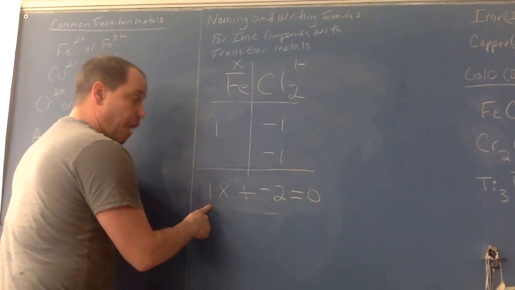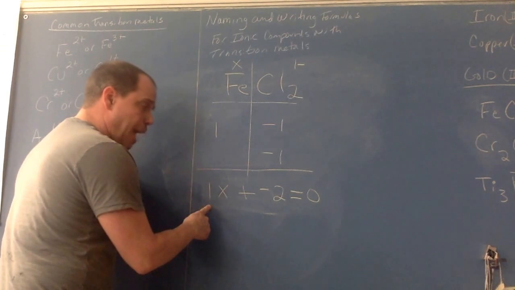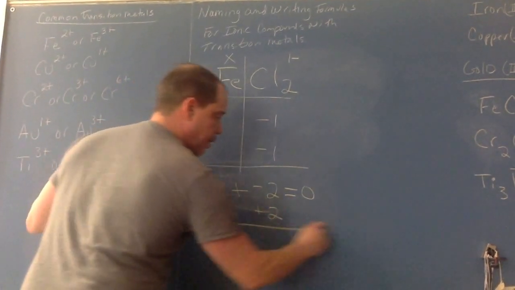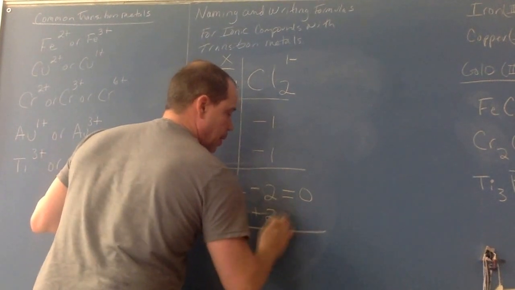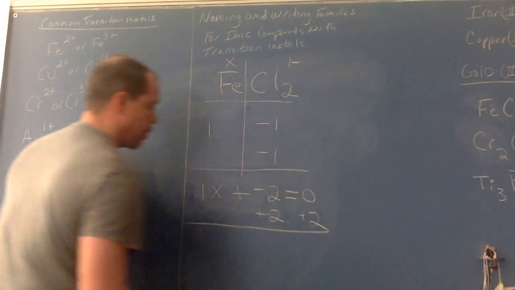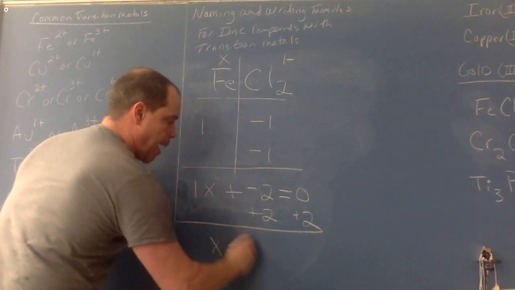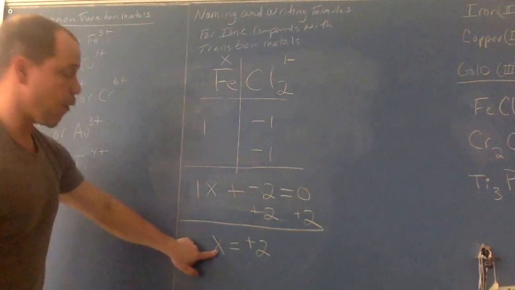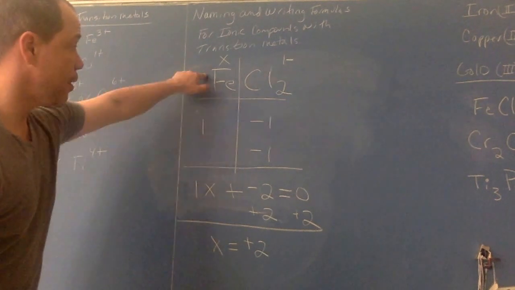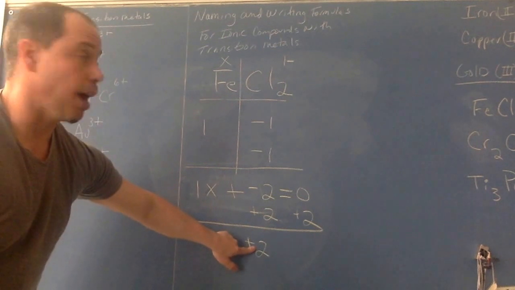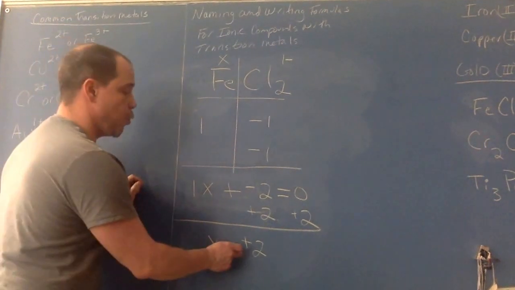When we solve for X here, all we have to do is add the 2 here and add the 2 here. And we know that X equals +2. Therefore, iron's charge is 2 plus.